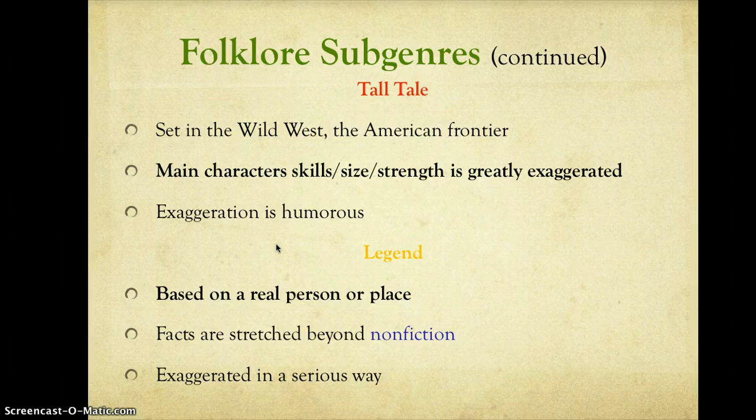Tall tales are typically set in the Wild West, on the American frontier. The main character's skill, size, and strength are greatly exaggerated. Think Paul Bunyan here. And the exaggeration is typically humorous. And then finally, legend. It's usually based on a real person or place. The facts are stretched beyond nonfiction, and it's exaggerated in some sort of serious way.